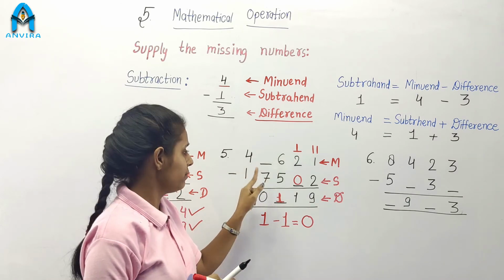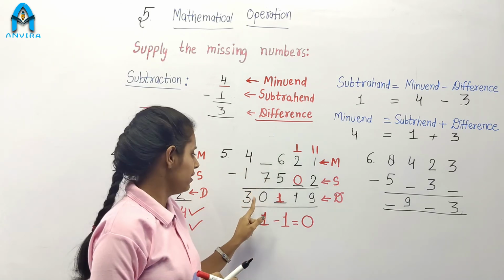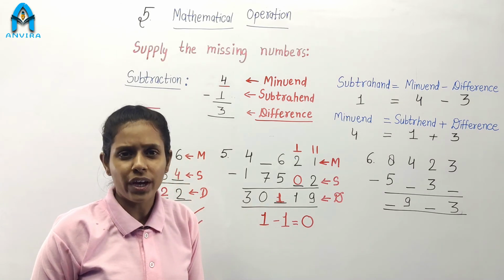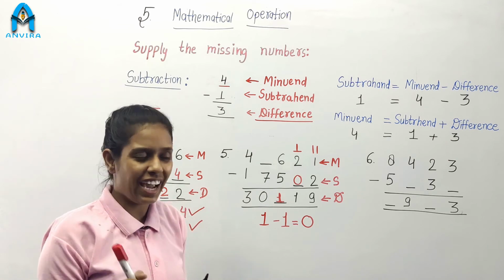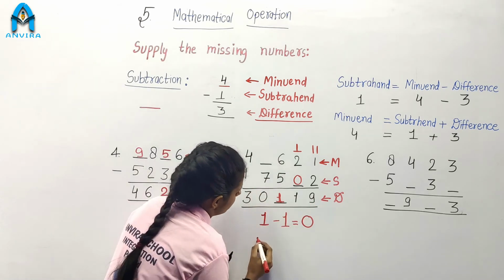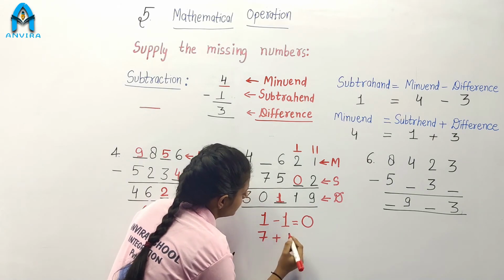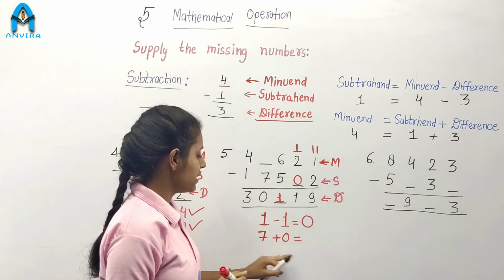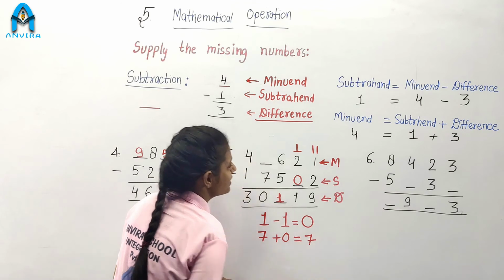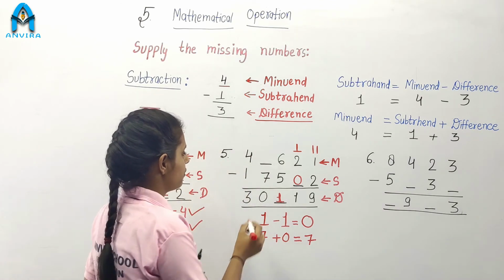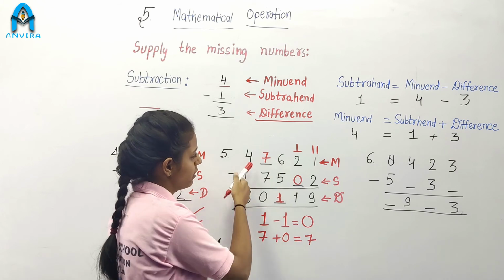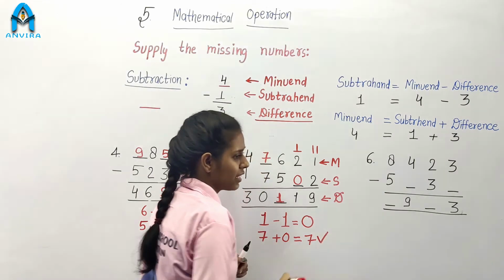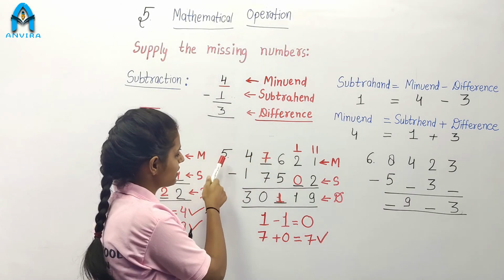Minuend is missing, subtrahend is given, and the difference is given. If the minuend is missing, what do we have to do? We have to add. So subtrahend plus difference is equal to minuend. So 7 plus 0 is equal to 7. So our answer is 7. Let's check. 7 minus 7 is 0. So our answer is correct. Let's go to the next.